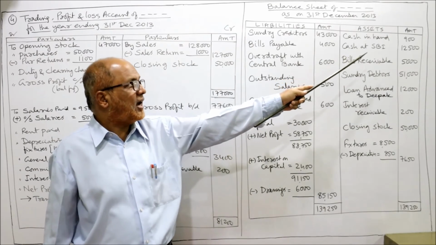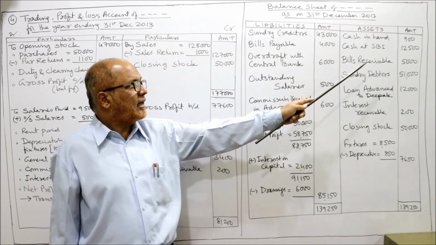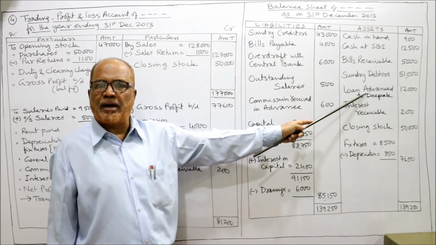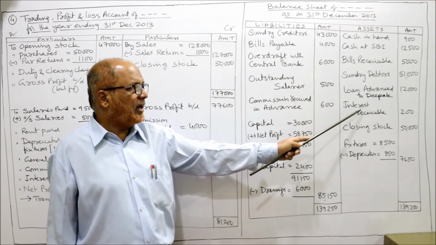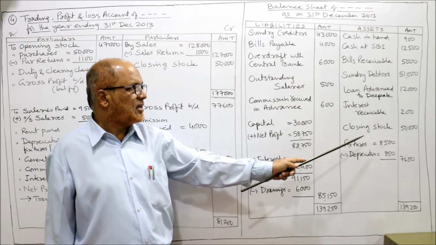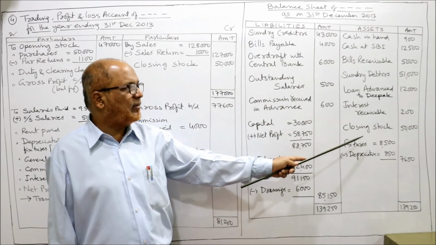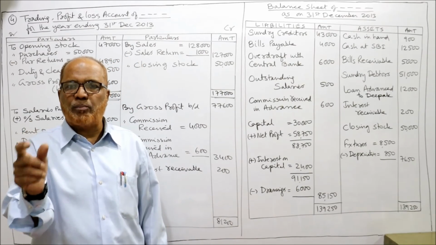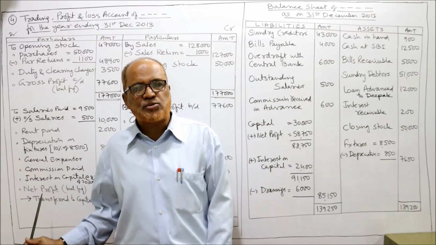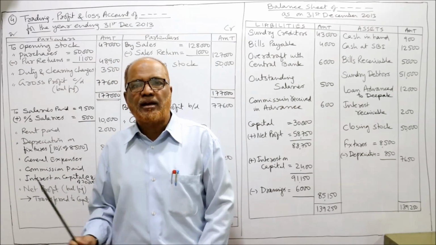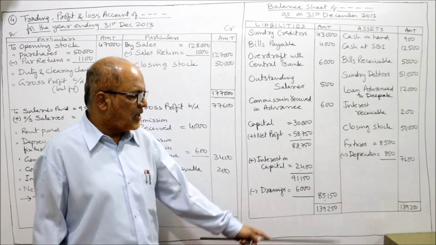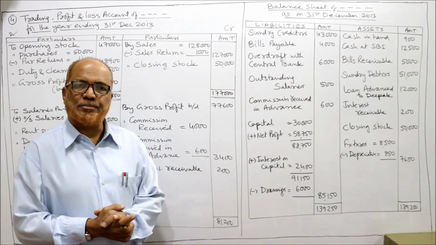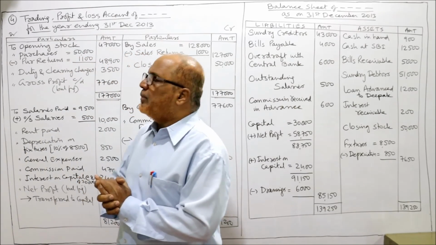Most liquid assets, cash in hand, cash at SBI. Then bills receivable, no adjustment. Sundry debtors, no adjustment. Loan advanced to Deepak, I already told you it is an asset, loan given. Interest receivable is an asset. Closing stock, already in every problem we come across. Fixtures 8,500 is given in the trial balance, and depreciation provided is 850 given in the adjustment. So depreciation will appear twice. P&L account debit side, deduct 7,650. So ultimately the balance sheet is tallied, 1,39,250. That's all. So we have completed problem number 4.